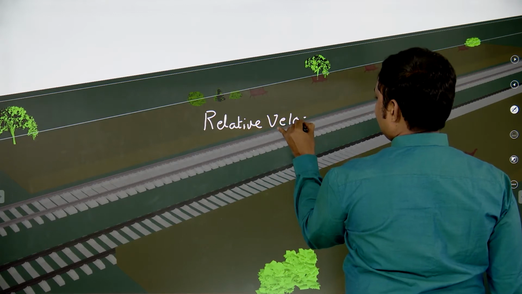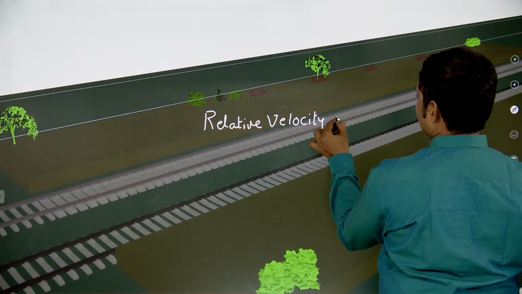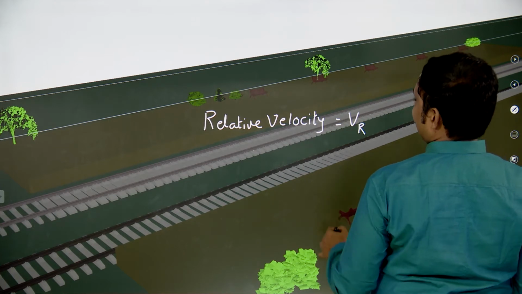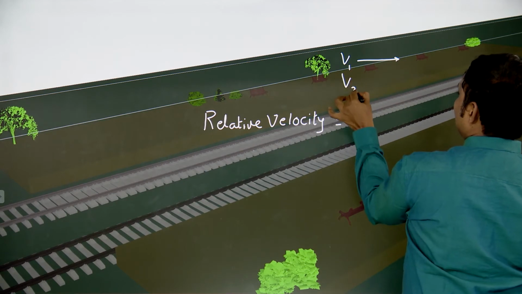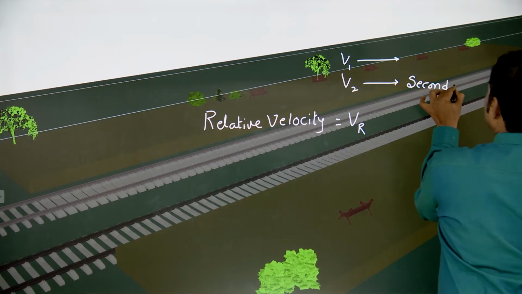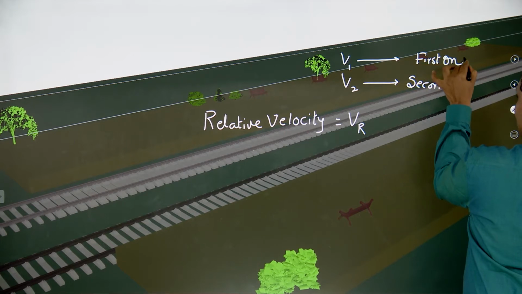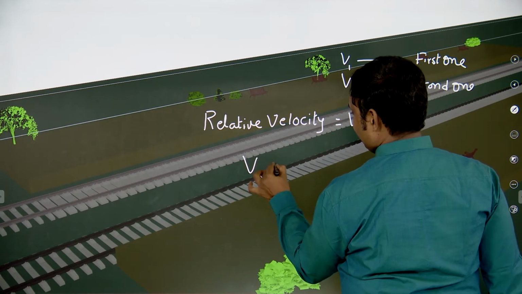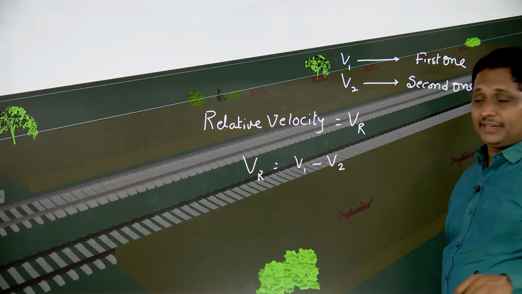You have to take this one. Yes, it's going to be VR. V1 is the velocity for the first one, and V2 is the velocity for the second one. Take this one. This is very clear. Therefore, VR is equal to V1 minus V2. This is one case we can get.